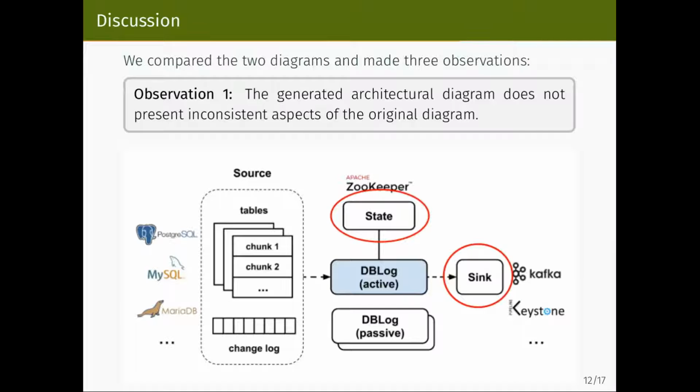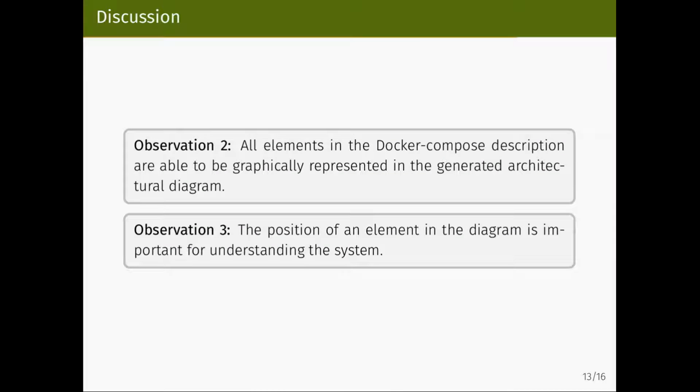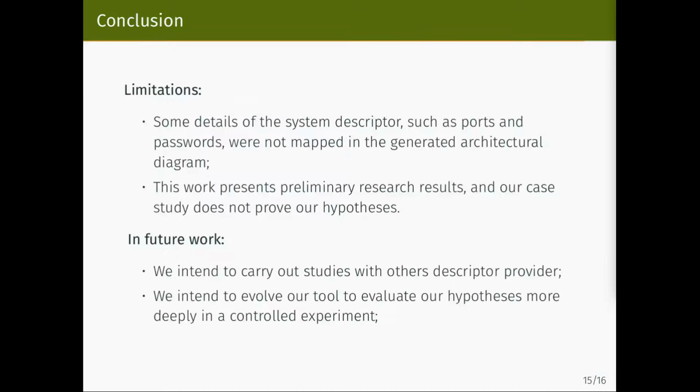First, we observed the generated architectural diagram contains fewer ambiguous elements than the original diagram. Hence, the generated diagram is potentially more consistent. Then, we also noted that all elements of Docker Compose have been mapped to the diagram. Finally, we saw that the position of an element in the diagram is important to understand the system. Some details of the system descriptor, such as port and password, were not mapped in the generated architectural diagram.